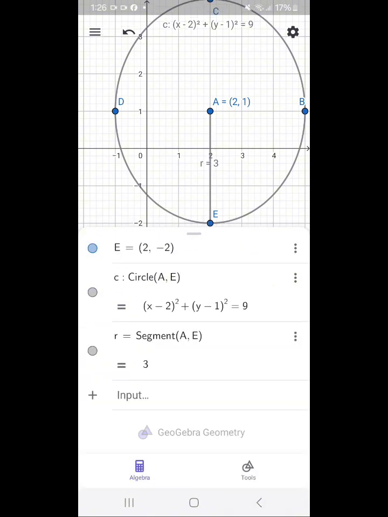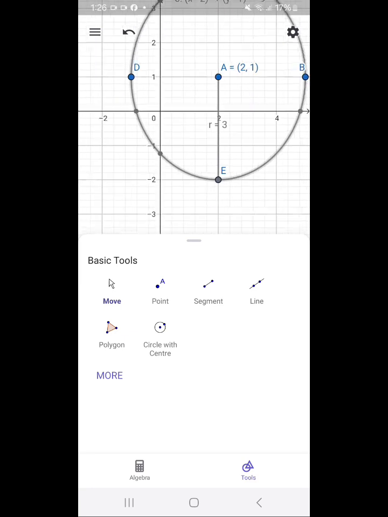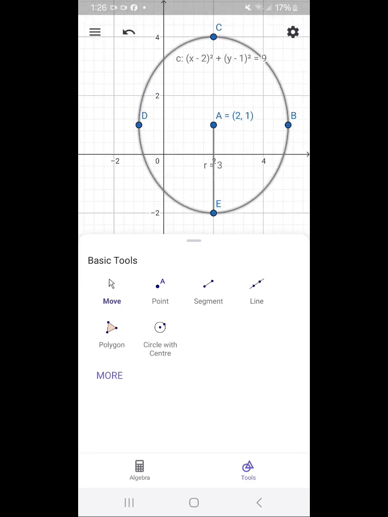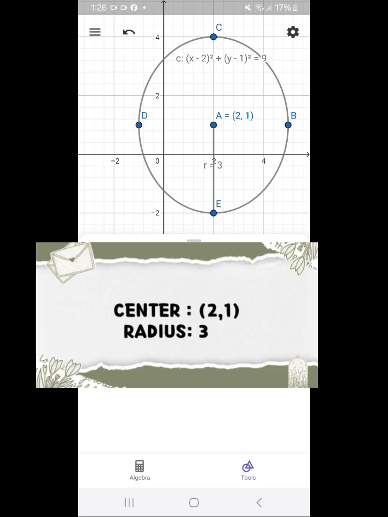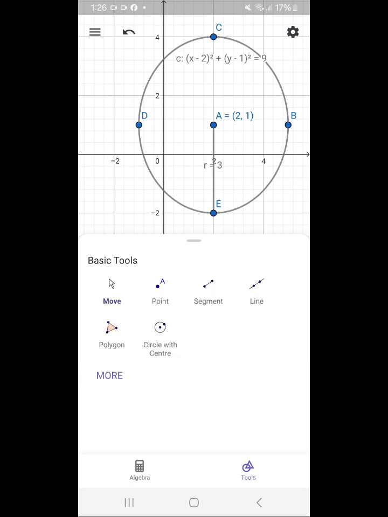So that we can see it fully, full view. This is the sketch of the graph of the equation of the circle, wherein the center is 2 and 1, then our radius is equal to 3. You can also do it manually, but it is nicer in GeoGebra since you can visualize the circle perfectly.